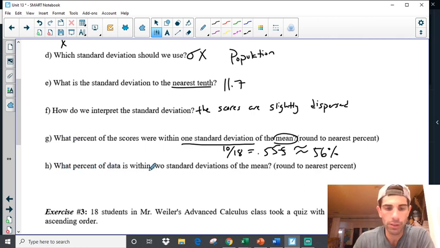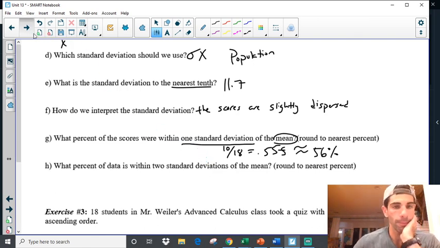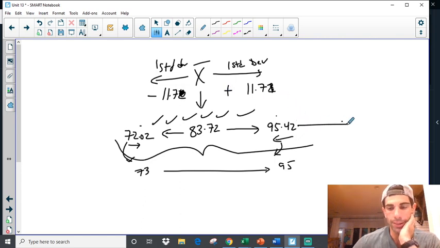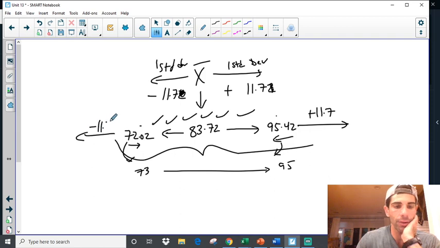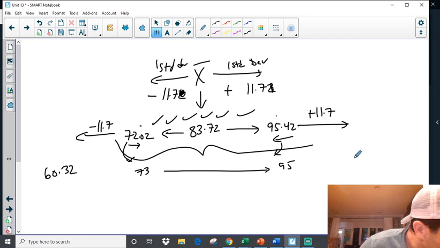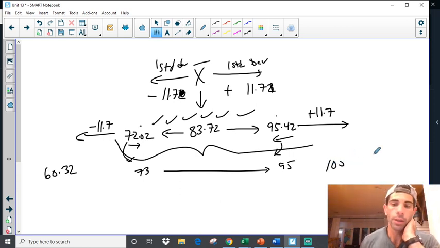What percent of scores is within two standard deviations of the mean? So now to be two standard deviations from the mean, we would have to go again another 11.7. So then this number here would be 60.32. And then this number here would be, I think I wrote 100. Yeah, it went over 100, so it would be 100.